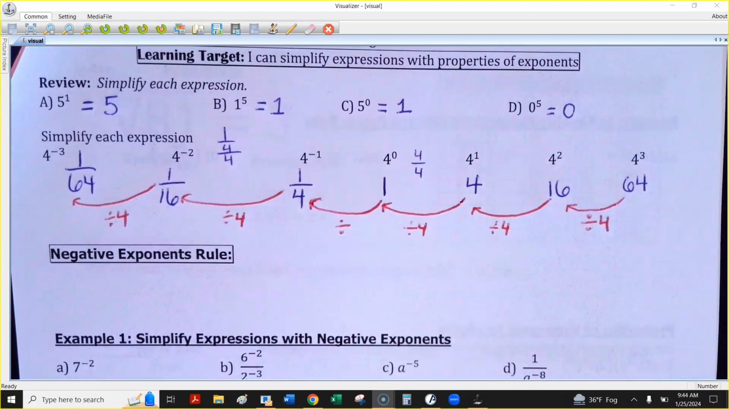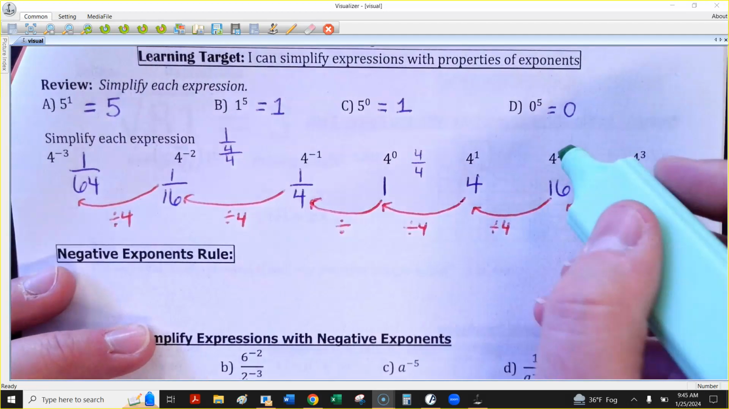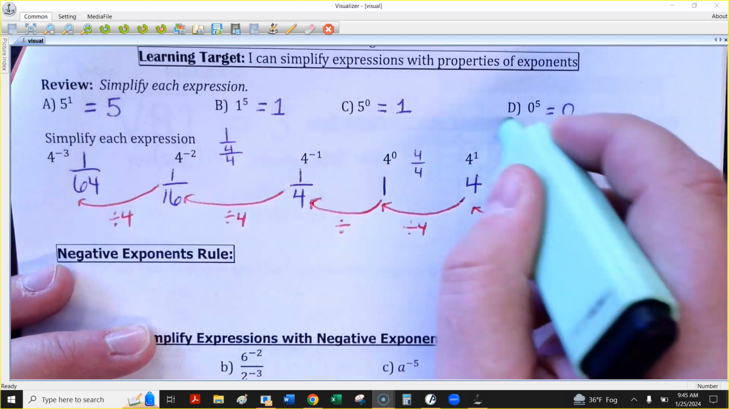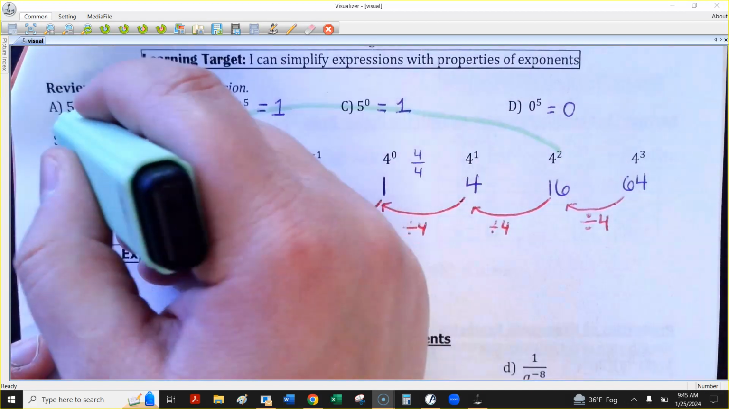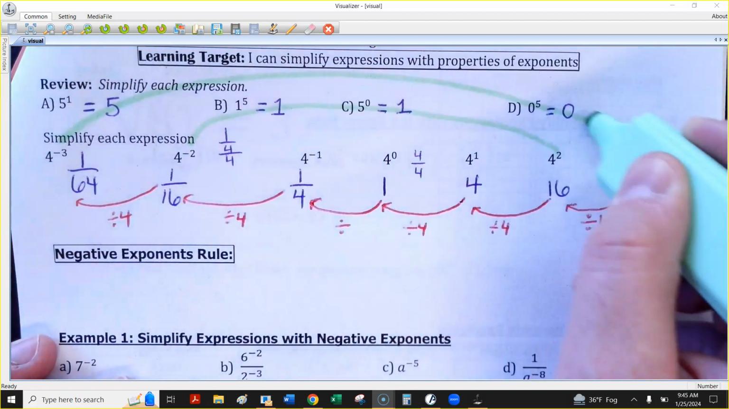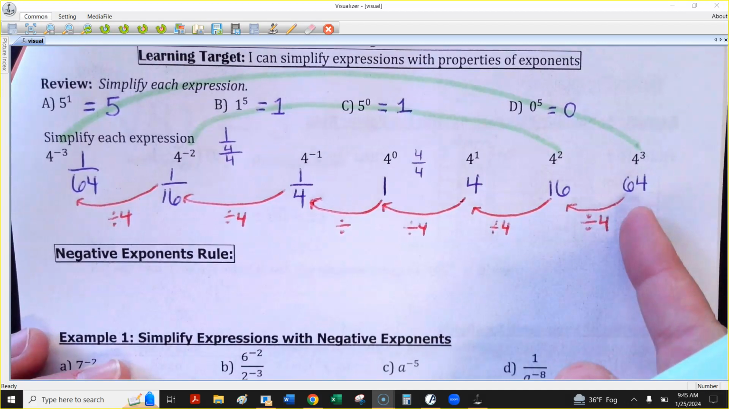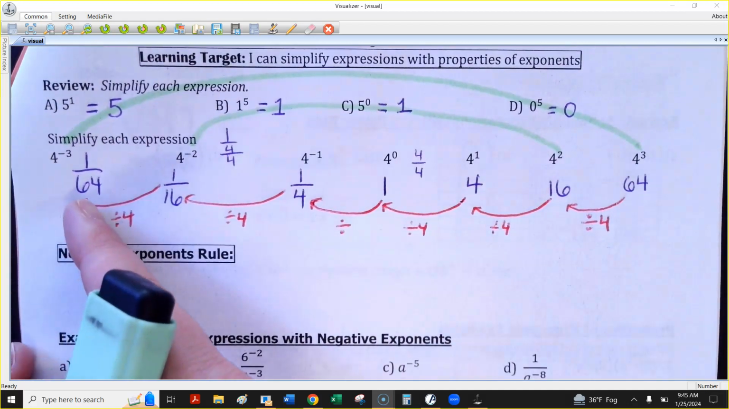And that's going to lead us into a little bit of our next property here. But I just want to show you guys this. So 4 squared is 16. 4 to the negative 2 power is 1 over 16. And I have 4 to the negative 3 and 4 to the third. 4 to the third is 64. 4 to the negative third is 1 over 64.